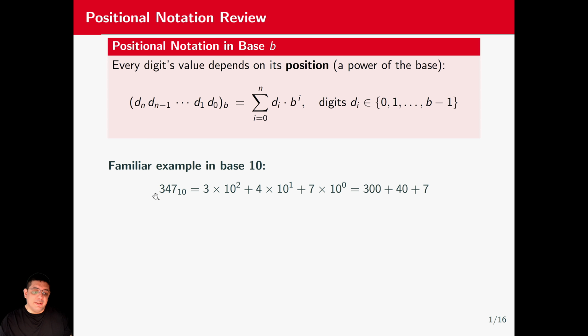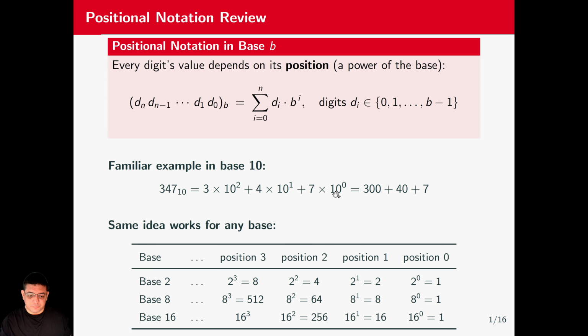Notice that this number has 3 digits, and hence we go with 10 to the 2, 10 to the 1, 10 to the 0. The same idea is going to work for any base. So the third position is always going to be power to the 3, the second position power to the 2, the first position power to the 1, and the initial position, or digit position, or the unit position, is going to be position 0.